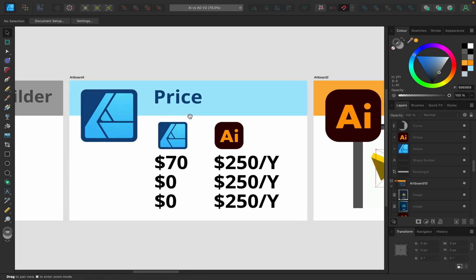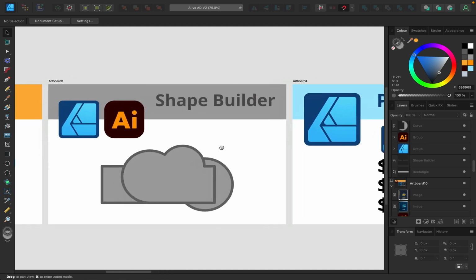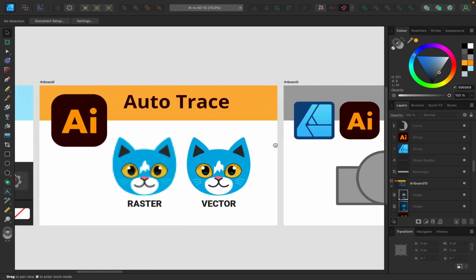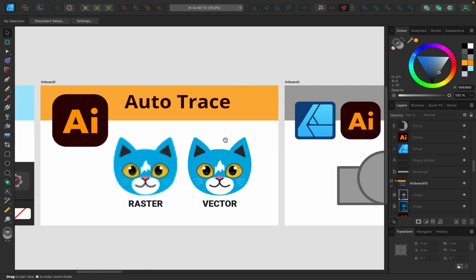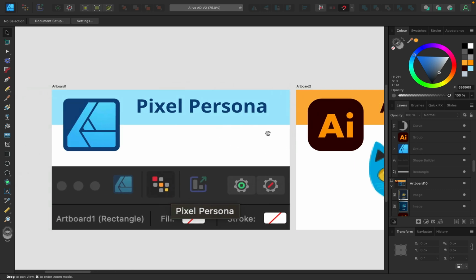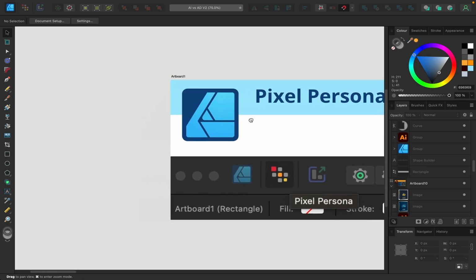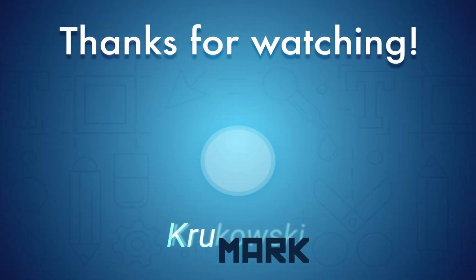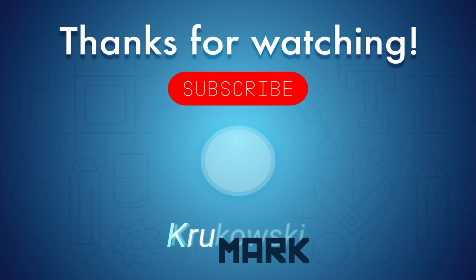Price is on the Affinity Designer side. That's much cheaper software. All right, shape building now available in both programs, so no problem with that. Auto trace only available in Adobe Illustrator, and pixel persona only available in Affinity Designer. So I hope this is a kind of balanced overview of those two software in 2023, and I hope it will help you to make a more educated decision on your next purchase.